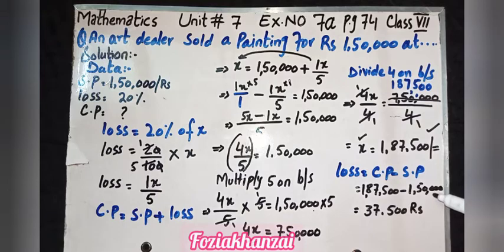The selling price, 1,50,000 rupees, is given in the question. The question says find the cost price, which is not given, so we found it: 1,87,500 rupees. From the cost price we subtract the selling price and automatically get the loss amount. The loss is given as 20% in the question, so the loss is 37,500 rupees. Is it clear?